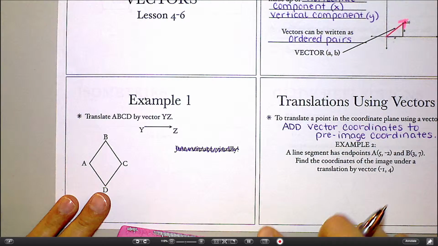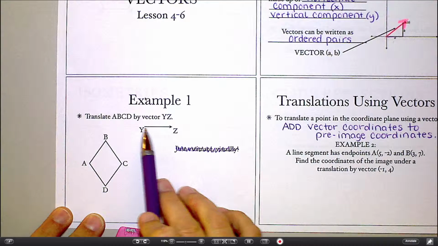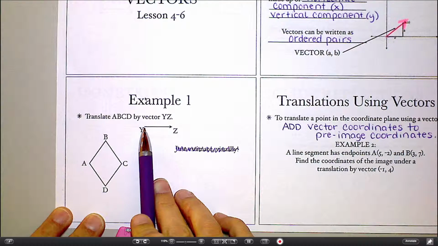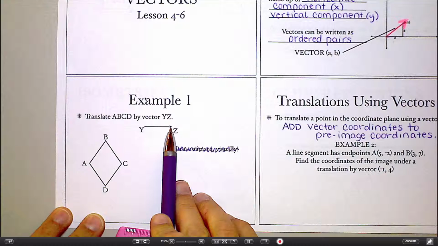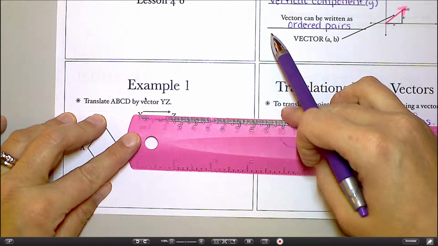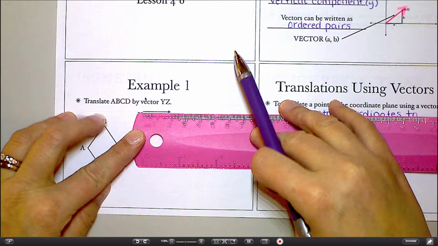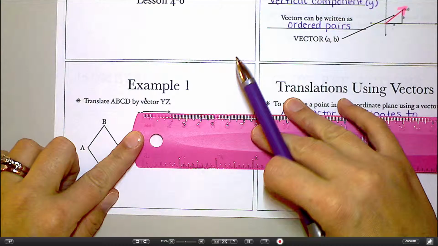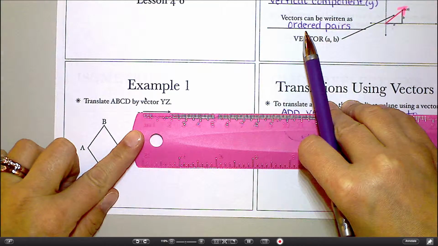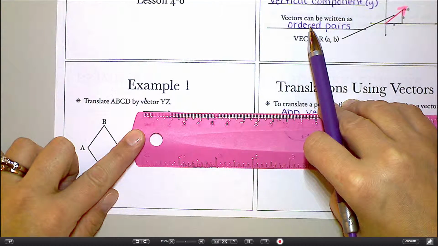So I want to translate in this direction. I want to take this entire shape and move it in this direction, and the length that I need to move it is the exact length from Y to Z. So I'm going to bust out a ruler. I'm going to measure. It looks like that's about 2 centimeters. By the way, I always do my measuring in centimeters just because it's easier. You don't have to worry about your fractions. You can just go 0.1, 0.2. You really want to use inches, knock yourself out.